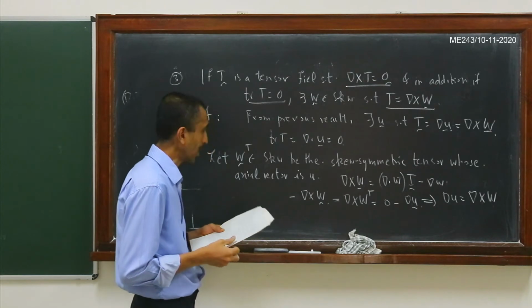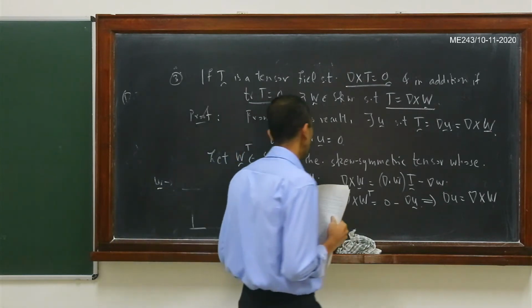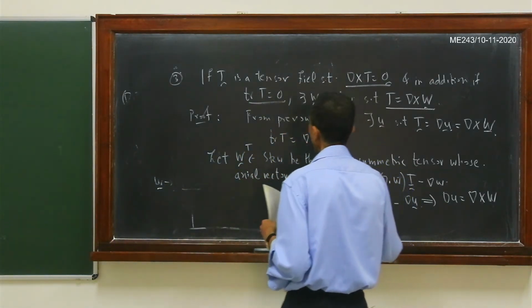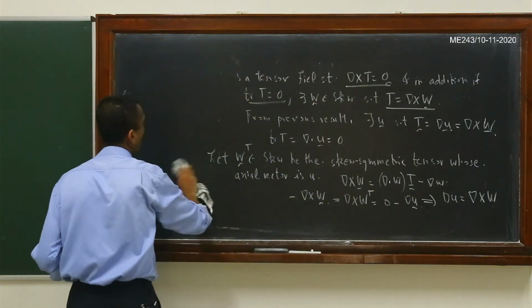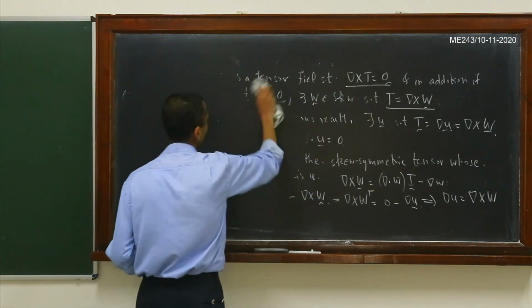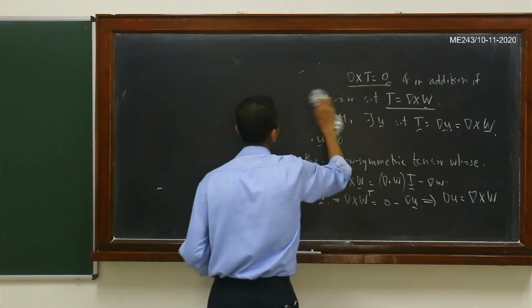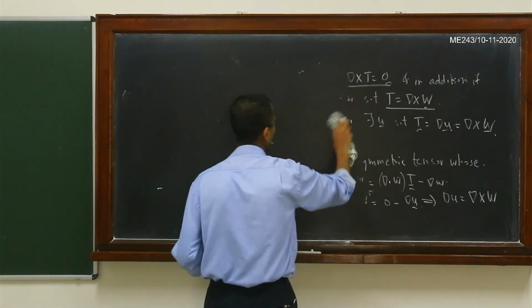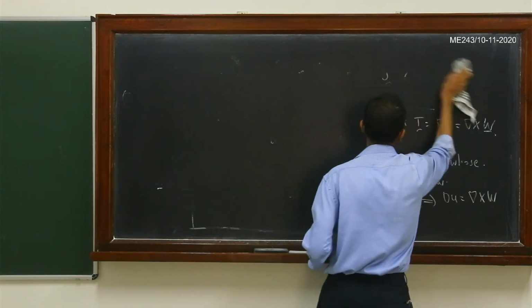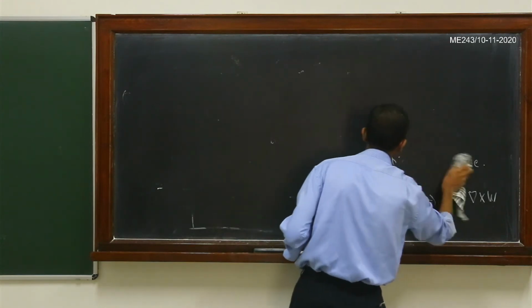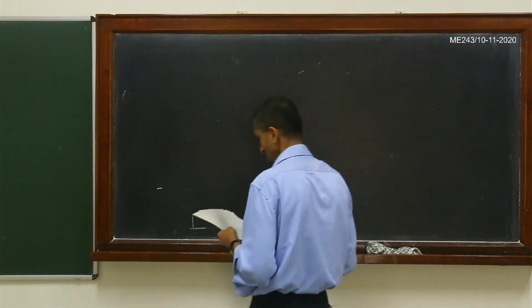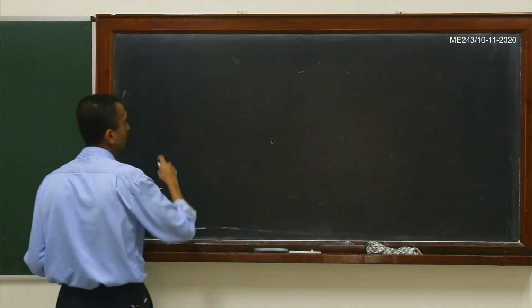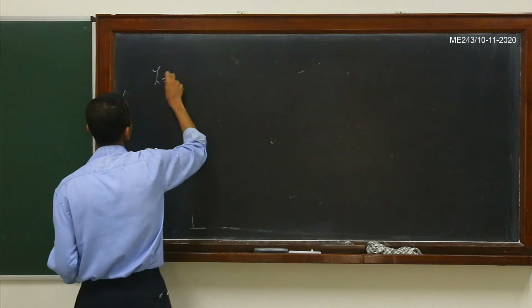Okay, so we move on now to the next result. As I said, this will be used when we prove the compatibility conditions for a linear strain field, the linear strain displacement relation. Alright, now the next theorem is also a very, very useful result. This is the localization theorem.